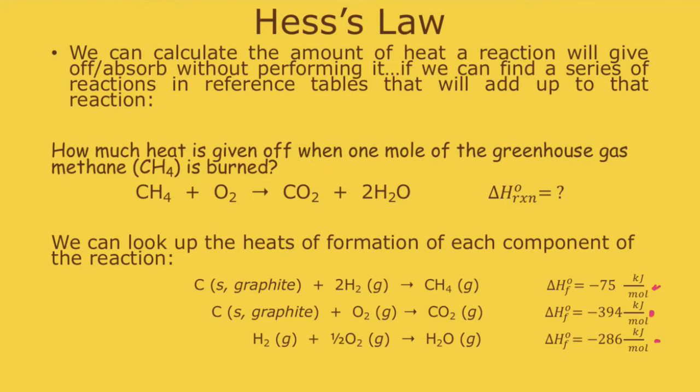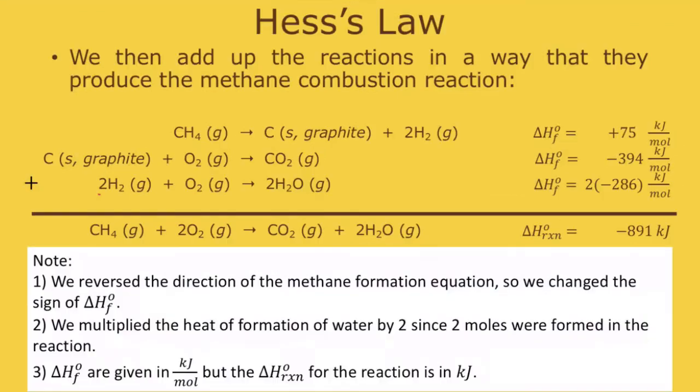Now, we have those numbers, and there are 2 ways we can proceed from here. In method 1, we add up the reactions in a way that they cancel out things and then produce the methane combustion reaction. So we had our heat of formation of methane, but in our original reaction, we need methane to be on the reactant side. So we can actually flip the heat of formation reaction. So that is the top line here, methane yielding carbon plus hydrogen. The thing is, then we have to reverse the sign of delta HF. So now we have a positive 75 kilojoules per mole instead of a negative 75 kilojoules per mole.